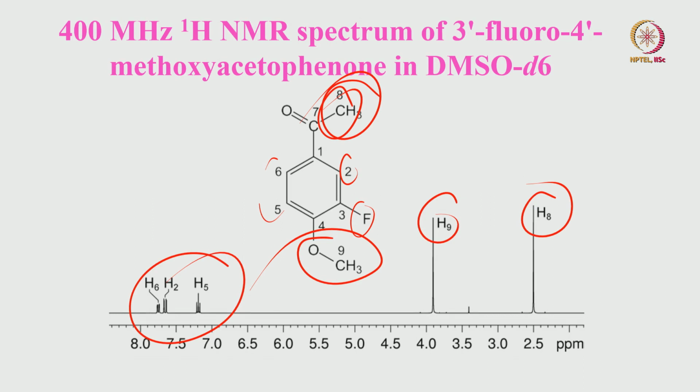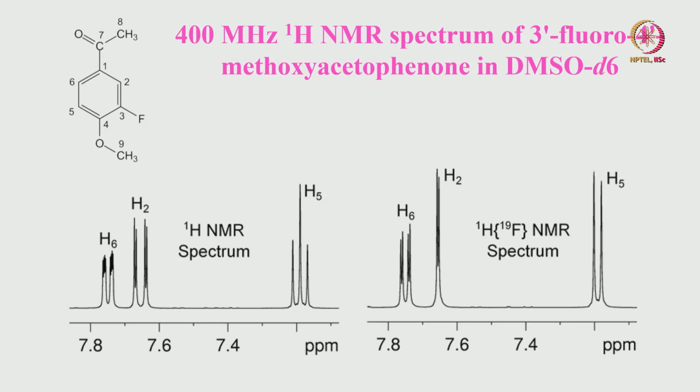If you look at this one, this experiences only one ortho coupling. It has to be a doublet. This one experiences only one coupling with fluorine. It has to be a doublet. So for example, if you look at this one, this can experience a meta coupling, this can experience a para coupling. We can see varieties of things. So the best thing is, we will expand this and see the spectrum.